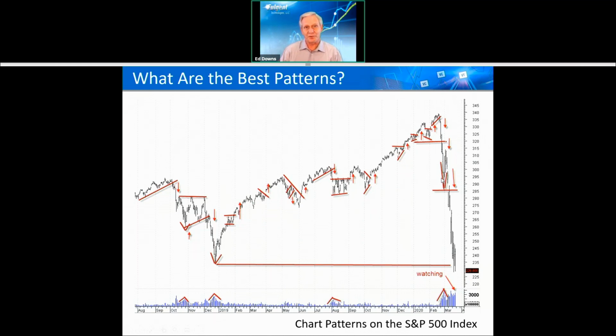So patterns are very predictive, and this, as I say, is just a kind of showing them in the index chart just to sort of show how many there are. And this isn't even all of them. I just marked as much as I could in a few minutes, and there you go.